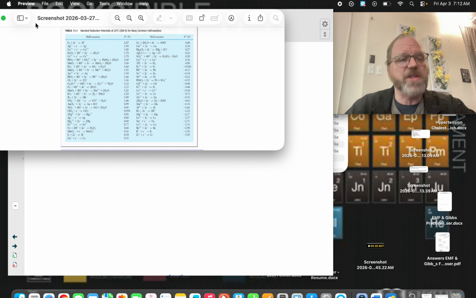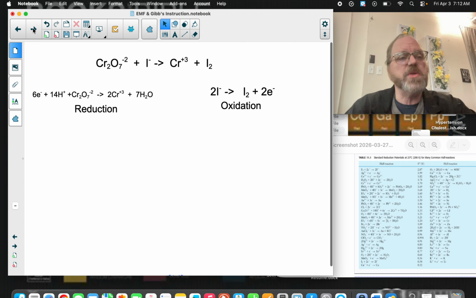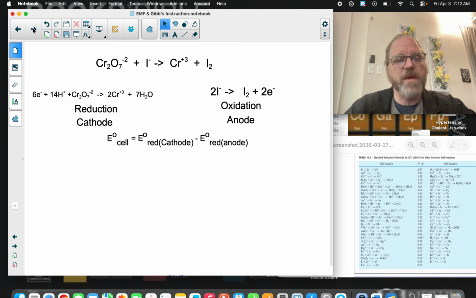This is my reduction because I'm gaining. This is my oxidation because I'm losing. So that's my cathode, that's my anode. Our reduction potentials from the chart, if you look through it, you'll see that's 1.33 volts. If you look through it over here, it's 0.536 volts. So we take 1.33 minus 0.536, and we get 0.76 volts. That's my EMF. All right, hopefully that's not too bad.